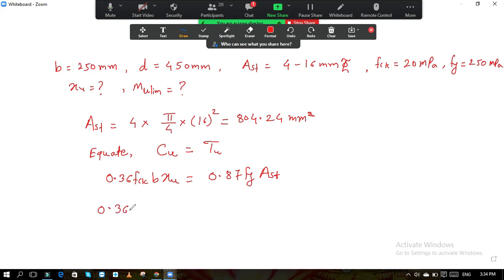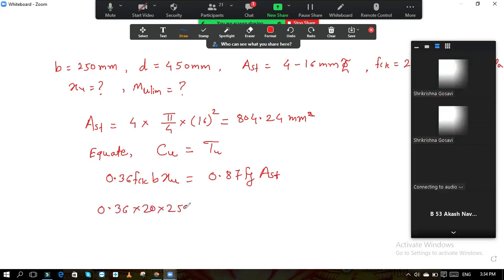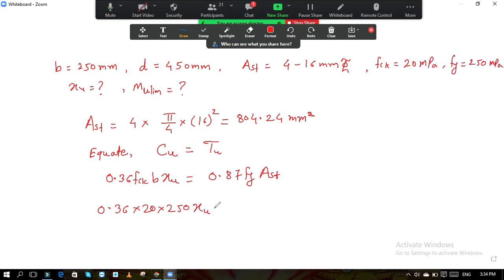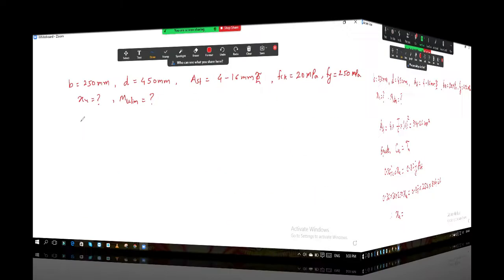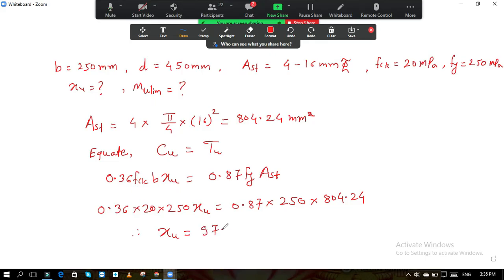So this is 0.36 into fck is 20 into b, width of section is 250 into xu as it is, which is equal to 0.87 into fy is 250 into Ast, area of steel is 804.24. So solve this, we will get the value of xu as 97.17 mm. This is the value of xu.